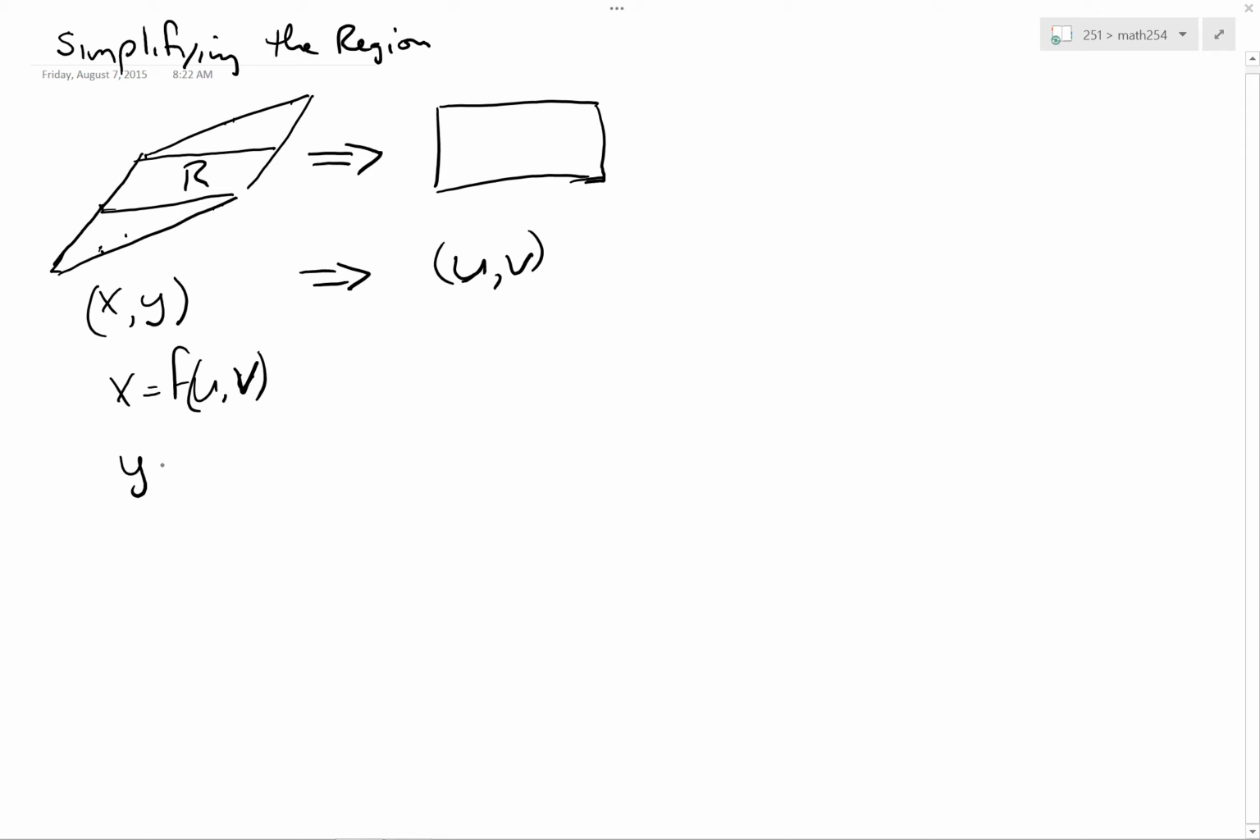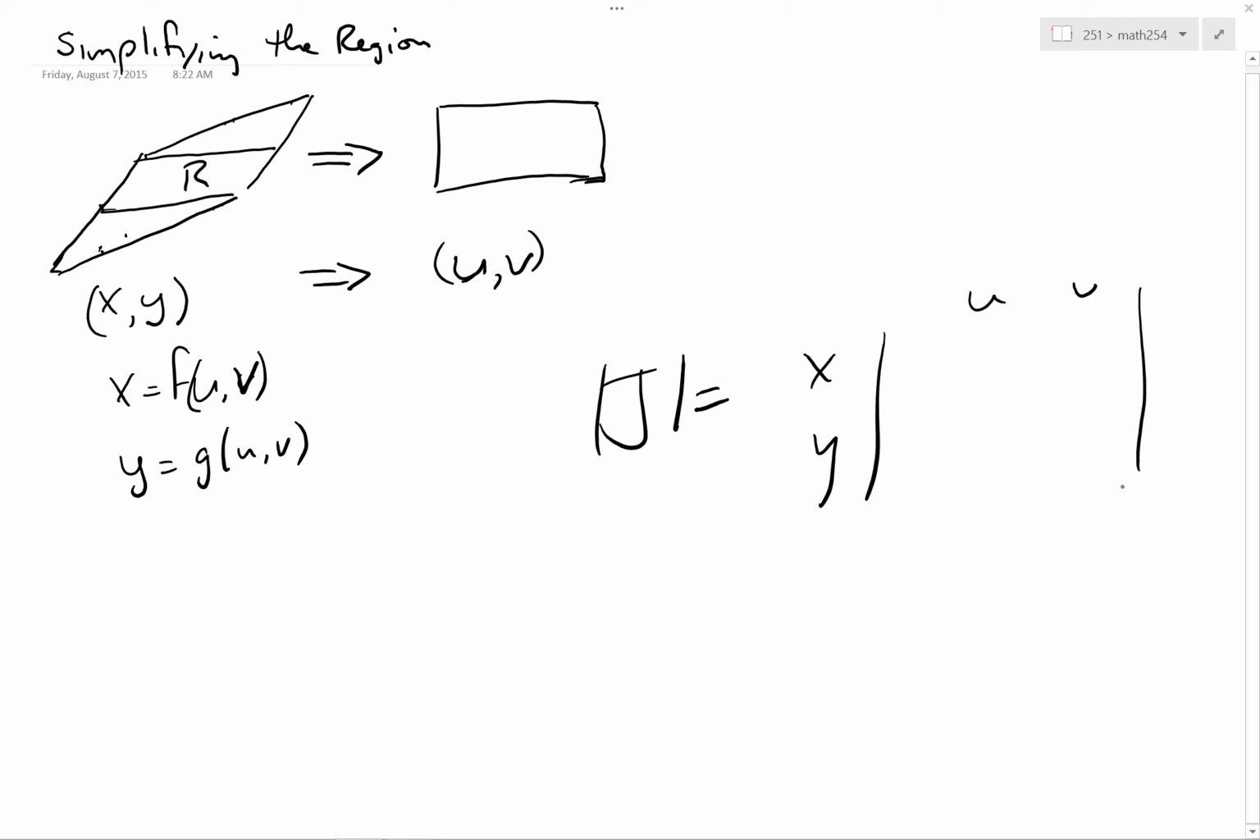And we need y to be some function of u and v. Then we'll just set up our Jacobian again. We'll have x's and y's, we'll have u's and v's, and away we go. Okay? And so this is how one of them is going to go down.